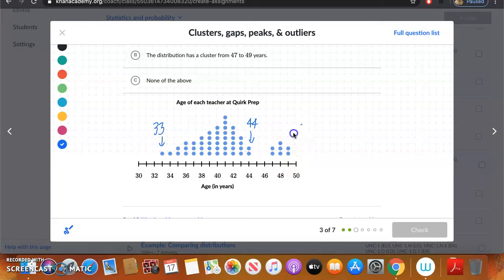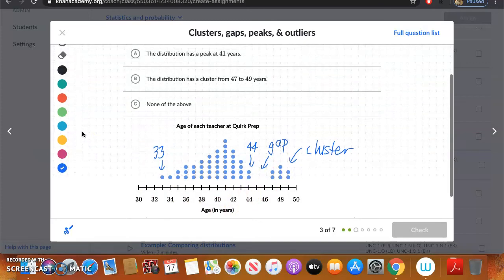So that's called a cluster. This is called a cluster. All right, and definitely we have a gap. There is a gap in this data. So let's take a look at our choices.